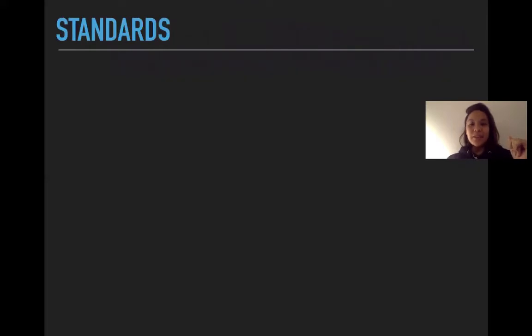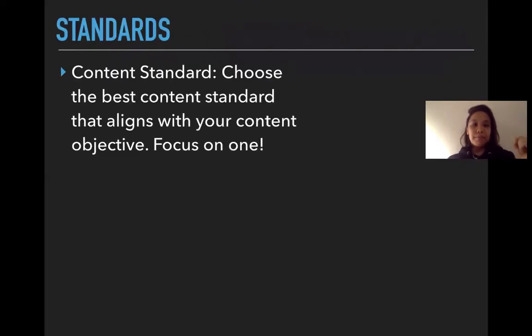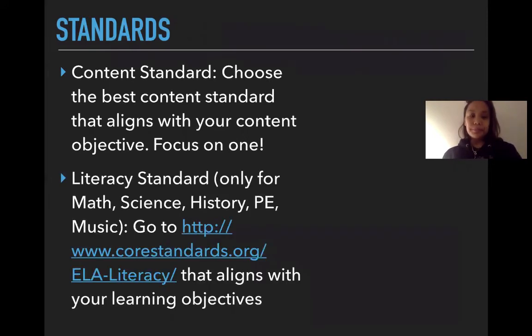Okay, so here's the standards. For your content standards, just choose the best content standard that aligns with your content objective. I really encourage you to just focus on one. There are so many content standards, but as far as the CalTPA is concerned, they want to know that you're just choosing the appropriate ones, right?